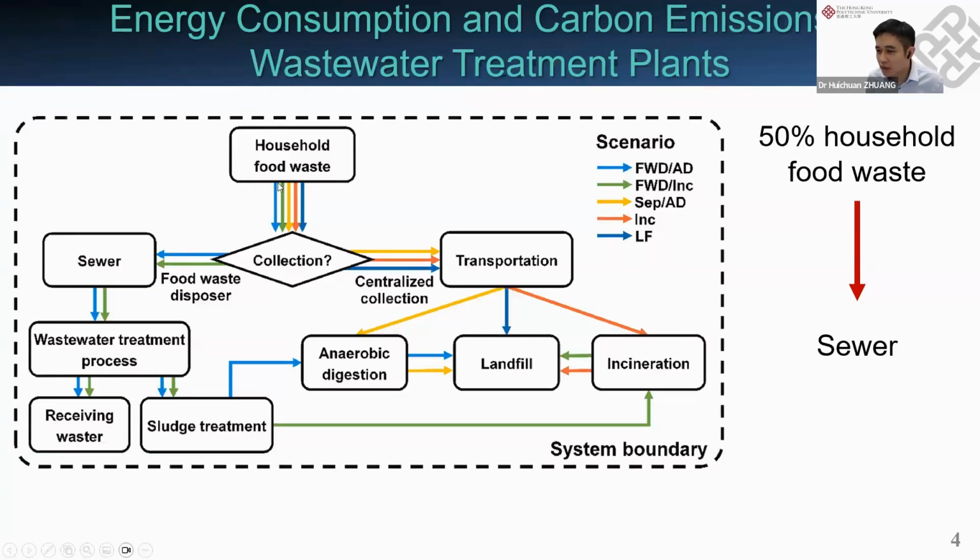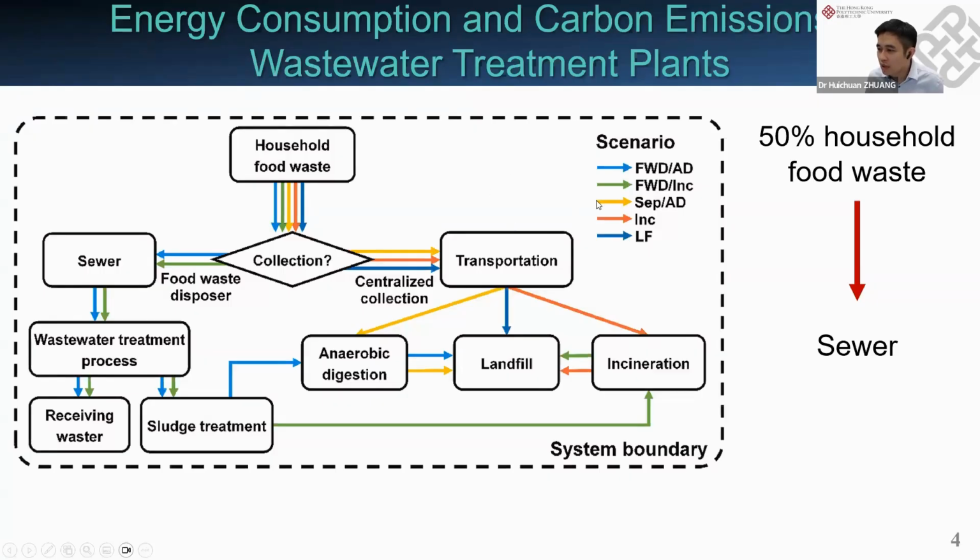The first scenario, in light blue, is the FWD with AD. In this scenario, the food waste is collected by the sewer, and after the wastewater treatment process, the sludge is treated by anaerobic digestion, and finally the residue goes to landfill. The second one is quite similar to the first one. However, the difference is that the sludge produced by the wastewater treatment system is treated by incineration.